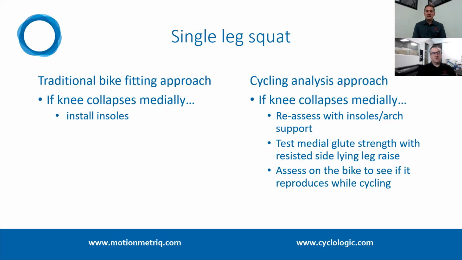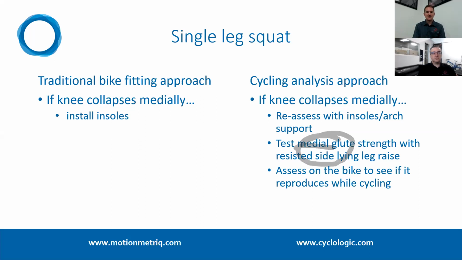But if we did see the knee collapse medially, what would we do? Well, firstly, we'd install an insole potentially and see whether it changed. If it doesn't change, then maybe it's not caused by the insole, or maybe the arch support isn't sufficient. So then it could be a medial glute weakness. The medial glute is responsible for pulling the leg out to the side. If it's not strong enough to hold the knee outwards, then that knee's going to collapse inwards. So we could do a resisted side lying leg raise on the massage table, do both sides, see how strong they are. If there's good strength there and the insole doesn't make any difference, then the next stage is to look at them on the bike.